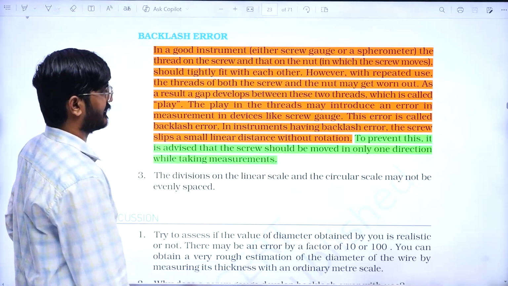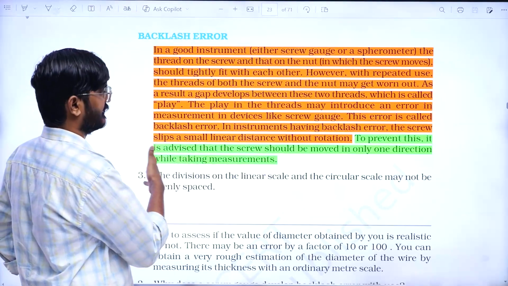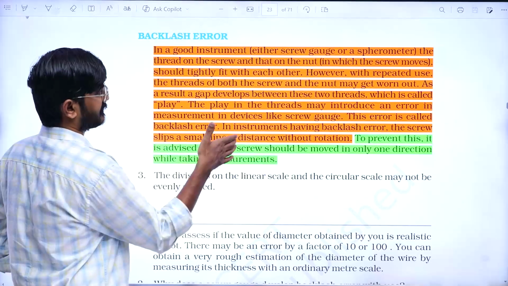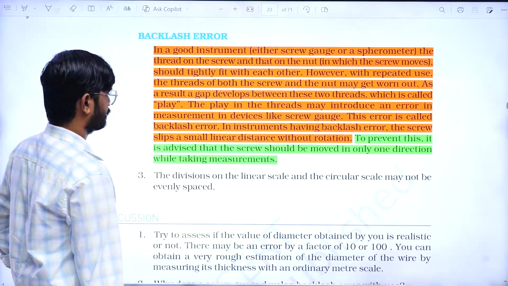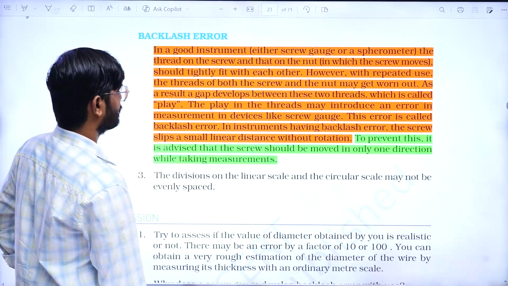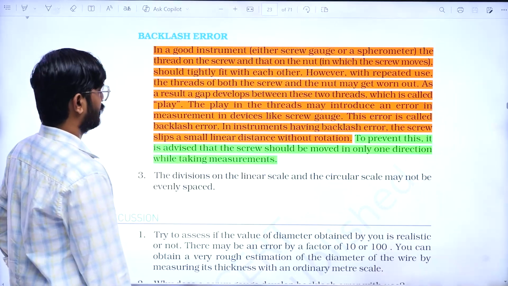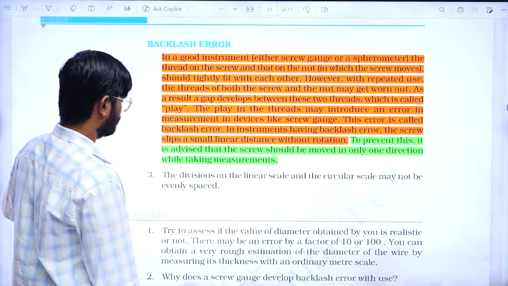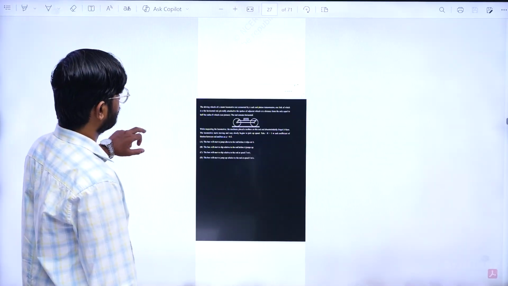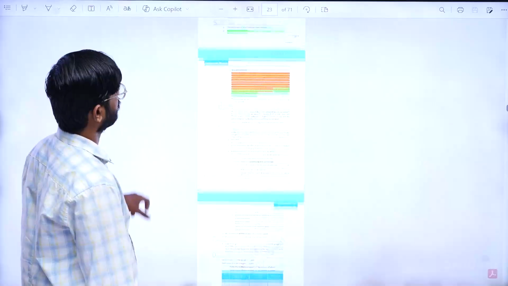In instruments having backlash error, the screw slips a small linear distance without rotation, as the threads were not tightly fitted. So if you just press it, it is going to move. To prevent or reduce this, it is advised that the screw should be moved in only one direction while taking the measurements. And I think that should be sufficient to answer the question.